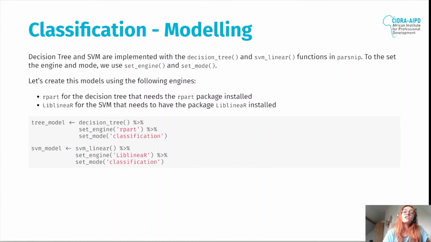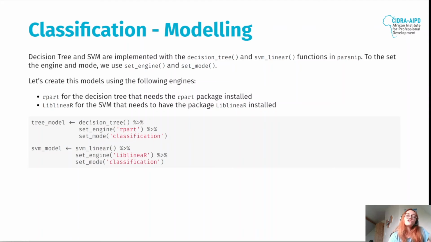So we can start actually applying the model to the data. We're still going to use parsnip. If you remember, we need to first tell what kind of model we're going to work with. For the decision tree, parsnip says it's decision tree. And for the SVM, we're going to use the linear type, so I'm going to use the SVM linear function.